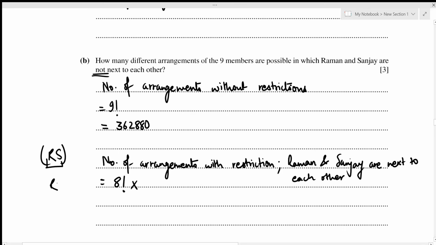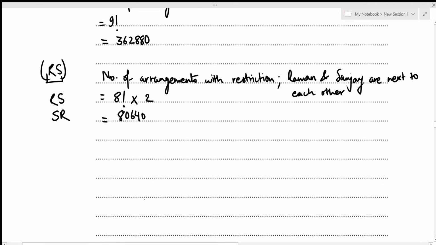Either Raman can come first and then there's going to be Sanjay, or Sanjay is going to come first and there's going to be Raman, right? So that's the total of 2 possibilities. So we need to multiply it with 2. So that's just 8 factorial into 2, which is 80,640.